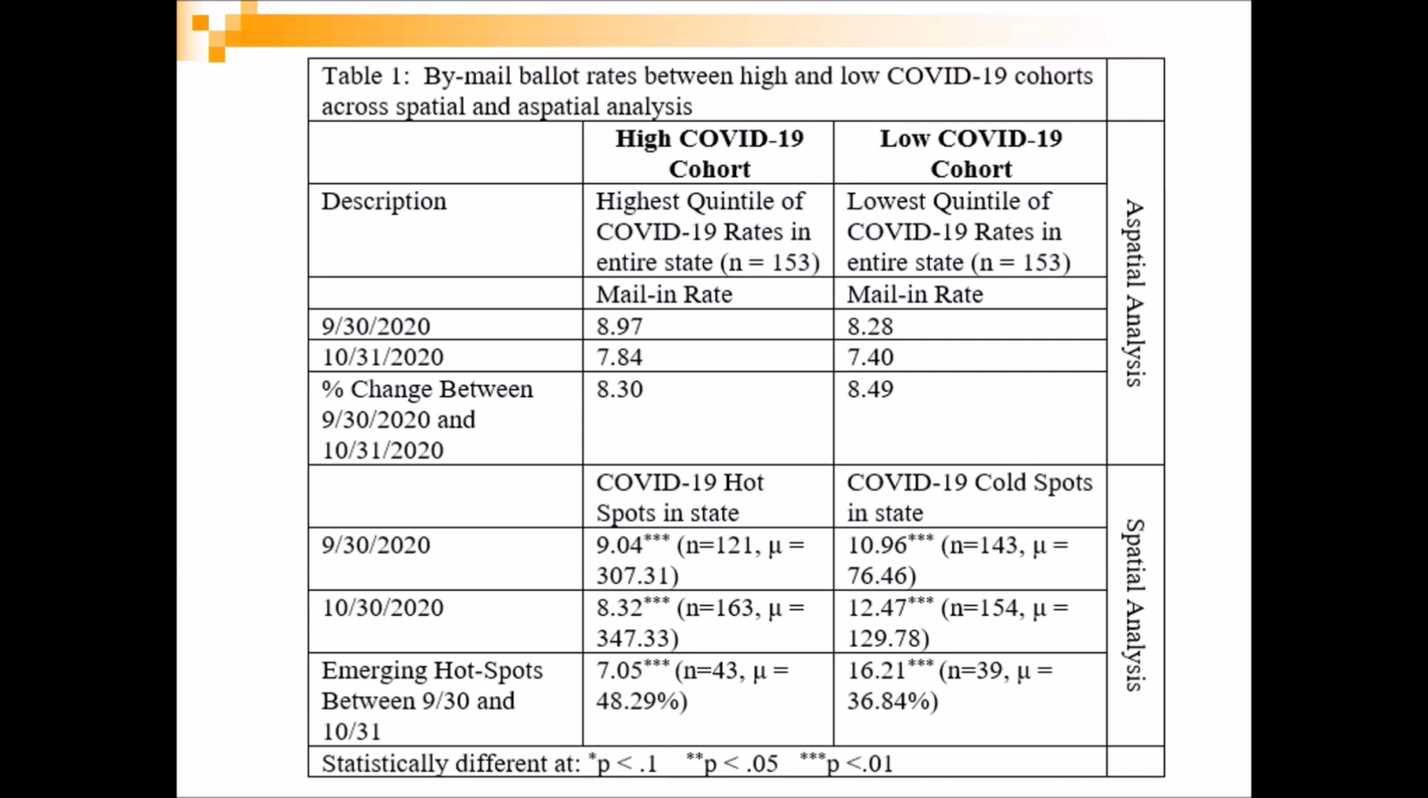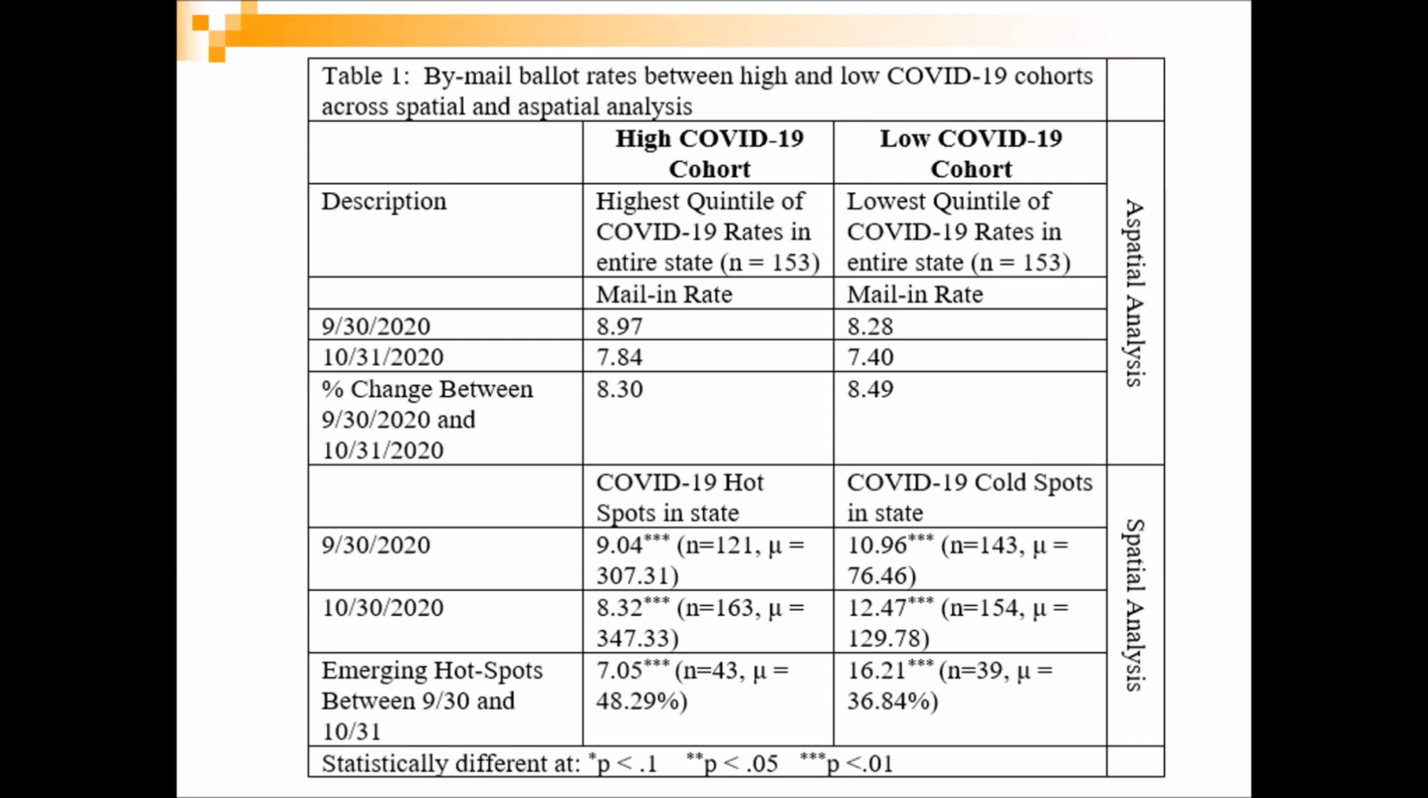We'll figure out the statistics for these. When we ran spatial statistics and extracted hotspots, here are hotspots in the state, and here are cold spots in the state. Basically, by-mail rates were 9.04 in the hot spots and almost 11 in the cold spots. It's actually the opposite of what we were thinking, right? You would assume that where there's more COVID, you would expect by-mail rates to be much higher. It's the exact opposite.